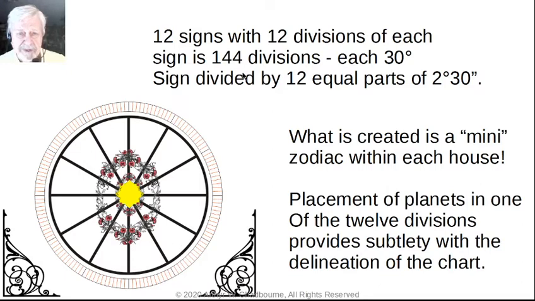So, the 12 signs with 12 divisions of each sign equals 144 total divisions, and you can see that on the outer wheel here. Each 30 degree sign is divided by 12, and the 12 equal parts are equal to 2 degrees 30 minutes each. Okay? So what happens is that we create a mini zodiac within each house and sign. Placement of the planets in one of the 12 divisions provides a little subtlety with the delineation of the chart.